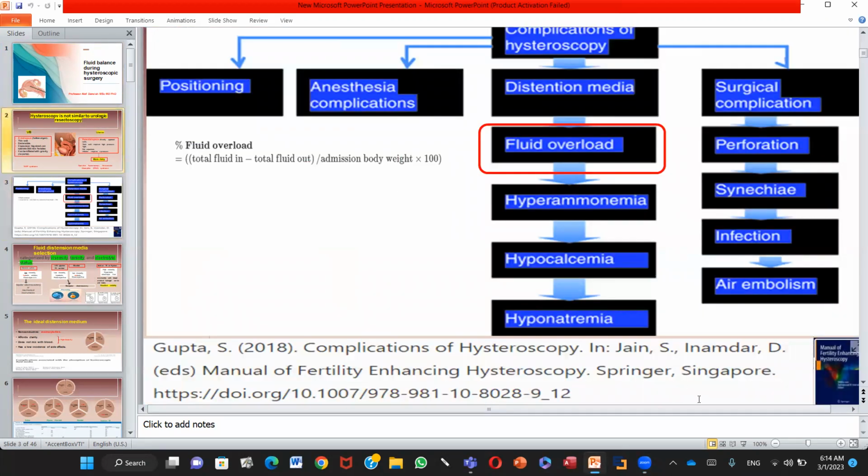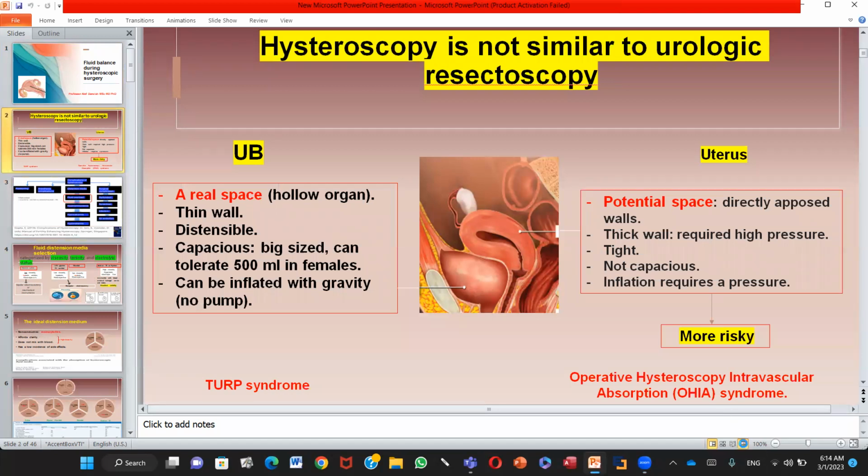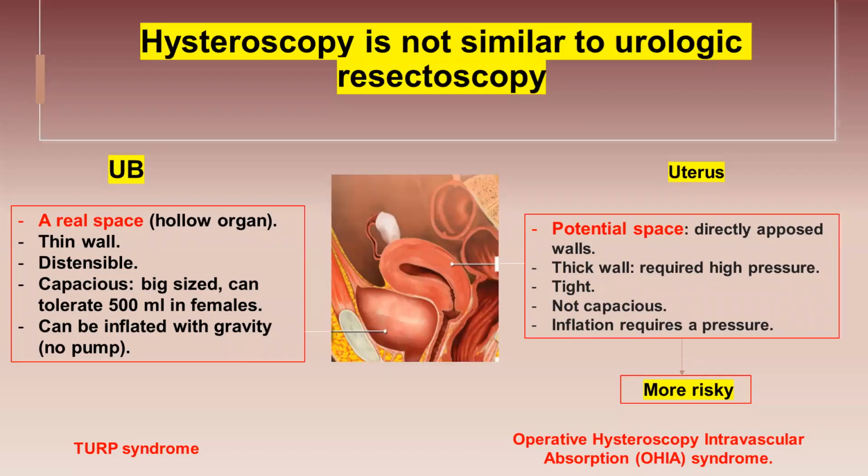We have to know that the uterus is completely different from the bladder. And if you are doing hysteroscopy, you should not use any term or any rule related to the bladder in hysteroscopic surgery, simply because the bladder is different from the uterus, as it is thin-walled, distensible, and capacious. It can tolerate up to 500 cc's or more of urine in females, and it is actually a real space, a hollow organ, and can be inflated even with gravity without any pumping system.